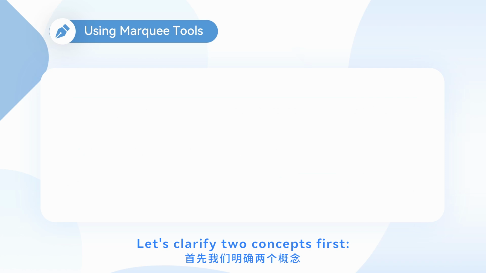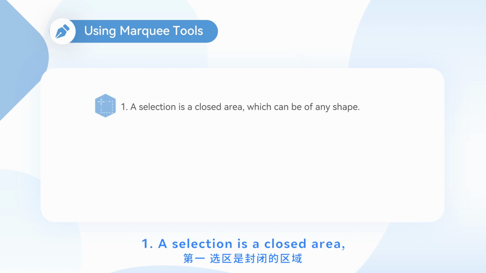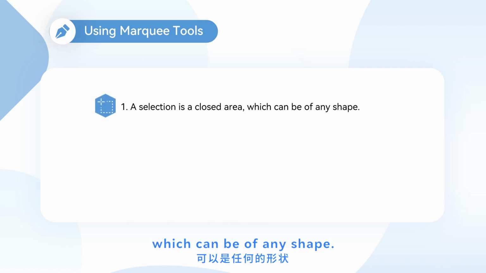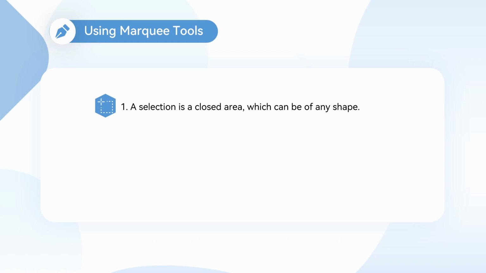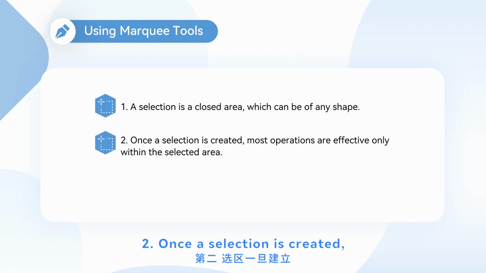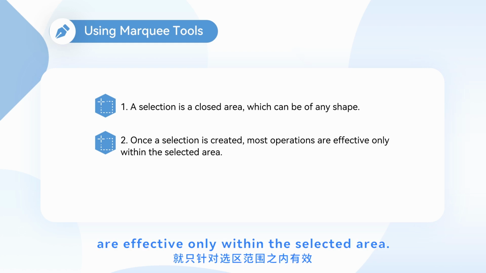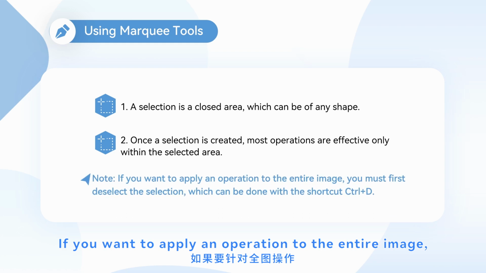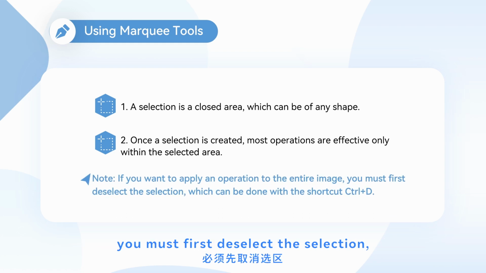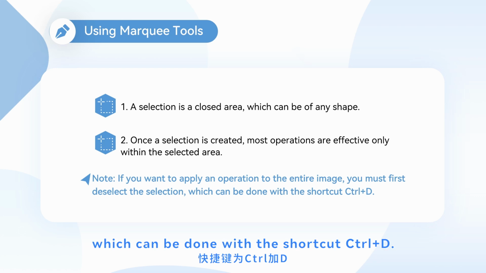Let's clarify 2 concepts first. 1. A selection is a closed area, which can be of any shape. There's no such thing as an open selection. 2. Once a selection is created, most operations are effective only within the selected area. If you want to apply an operation to the entire image, you must first deselect the selection, which can be done with the shortcut Ctrl+D.